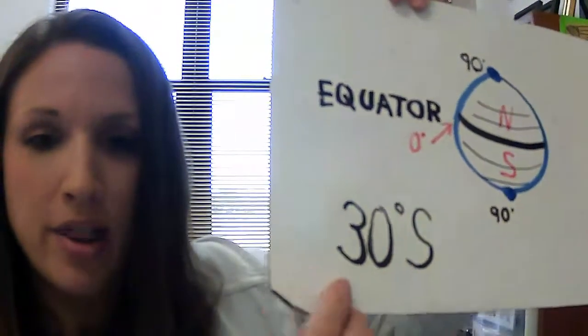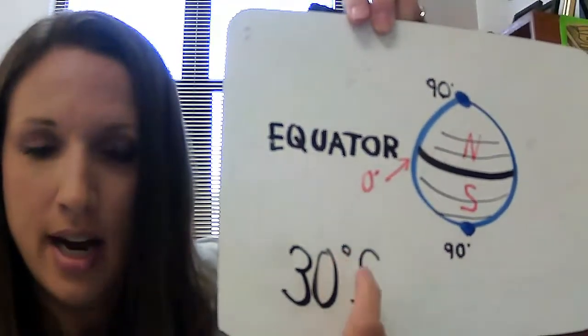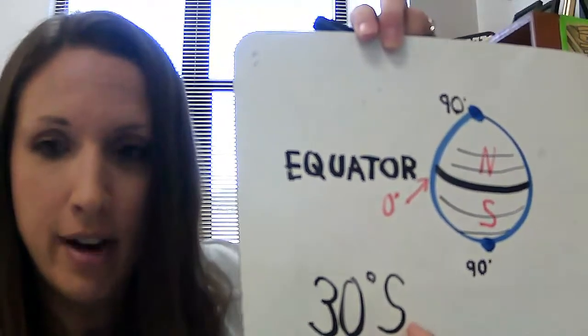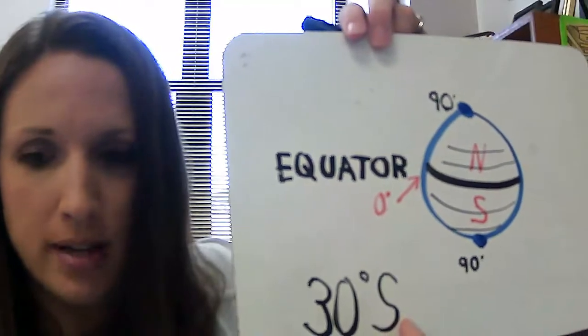So I would have to write 30, the number, that little degree sign again, and then I'm going with a capital S for south. You got to use a capital letter there, or that'll be really confusing for people that don't know what they're doing.